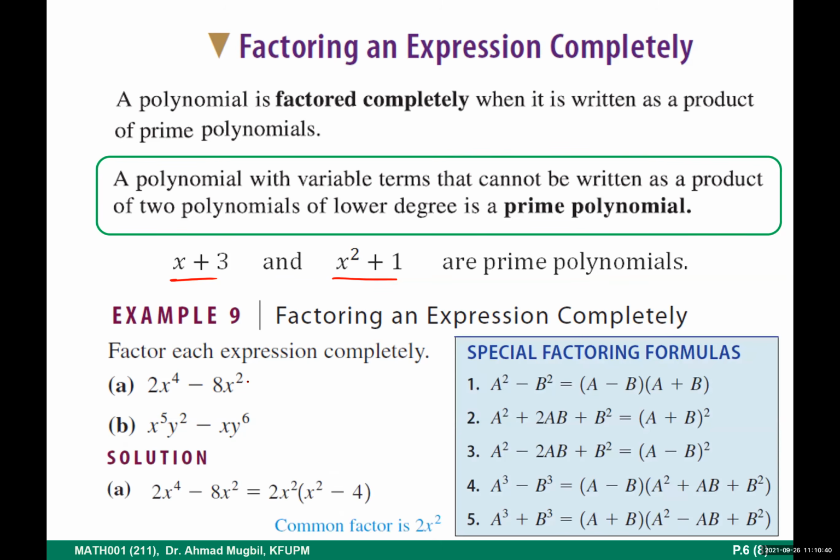2x squared, 2 times x to the power 2, is the common factor. Now you divide this by this and you get what? 2 over 2 is 1, x to the power 4 over x squared is x squared. Which we can do more.